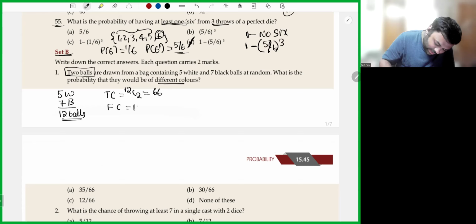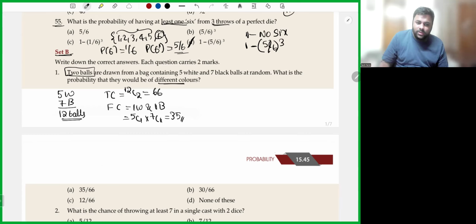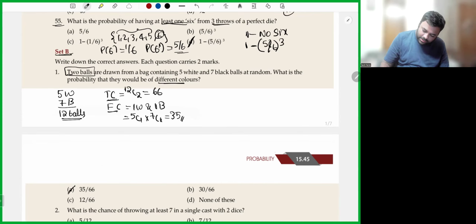Favorable cases, you're taking 2 different colors. That is 1 white and 1 black. How will you select 1 white? How will you select 1 black? So 5 into 7, 35. So probability is favorable cases divided by total cases. 35 divided by 66. Next.